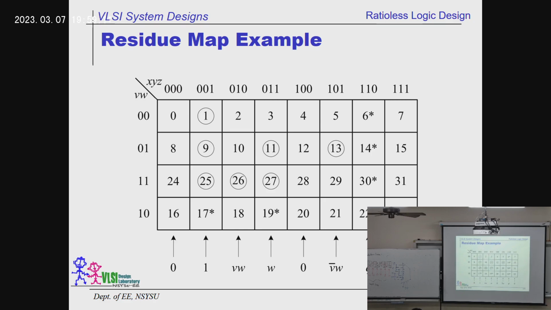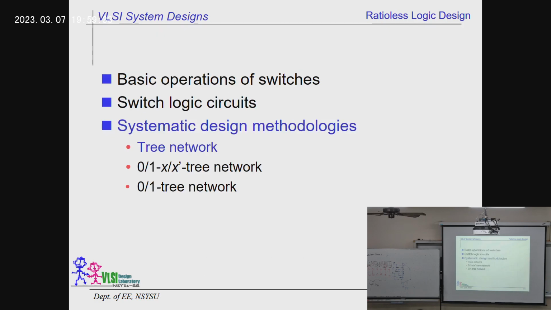All right, okay, these are the other examples, which are a little bit more complicated. 5 variables. As you can see, we list all the residue here after we do the decomposition. The decomposition is based on the Shannon expansion theory. So it's almost the same. What we're interested in is how we use this residue map to come up with a circuit design. So after you know the theory, you do the decomposition.